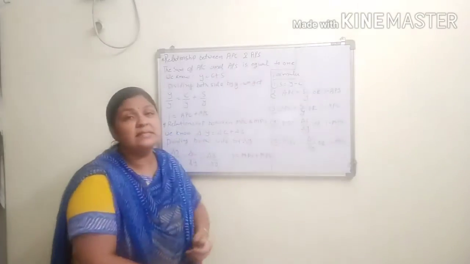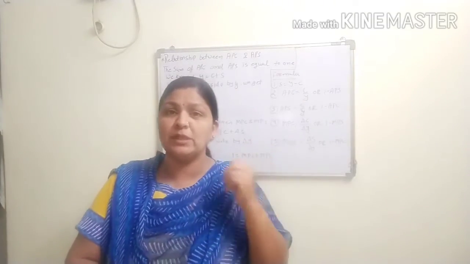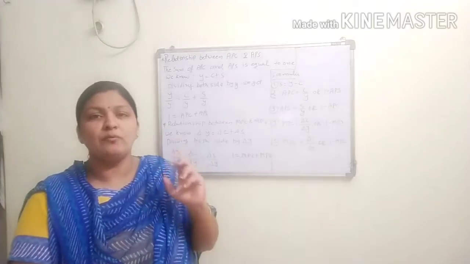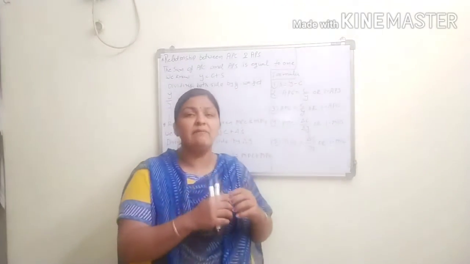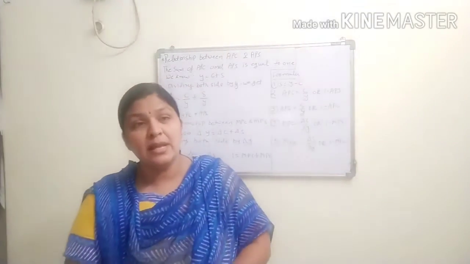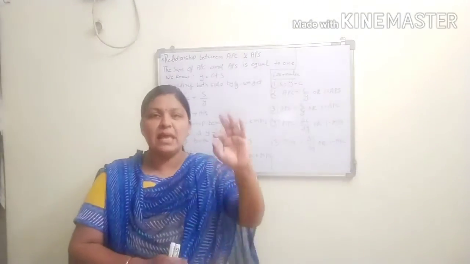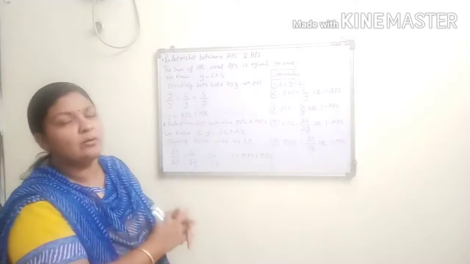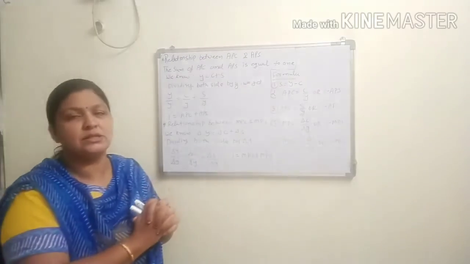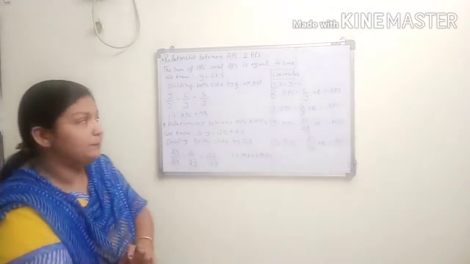What is APS? This is the saving function, because that is the average propensity to save. So it is the ratio between the saving and the national income. What is the formula of APS? APS means S upon Y. Clear? So now we find out the actual relationship between APS and APC.